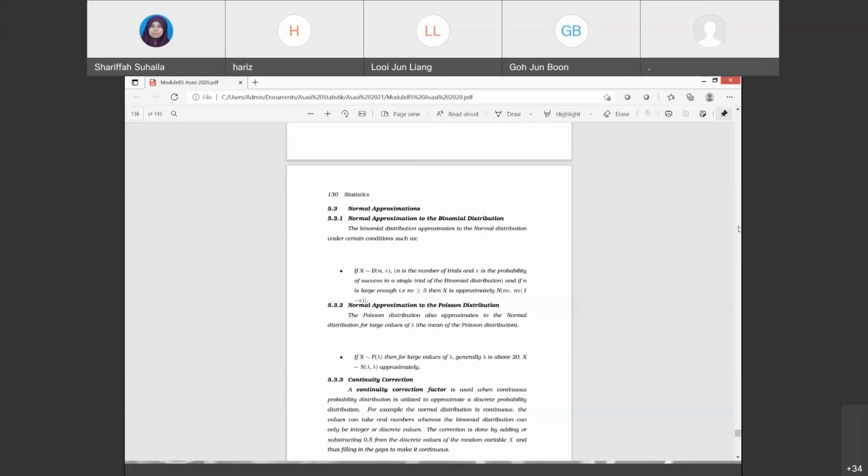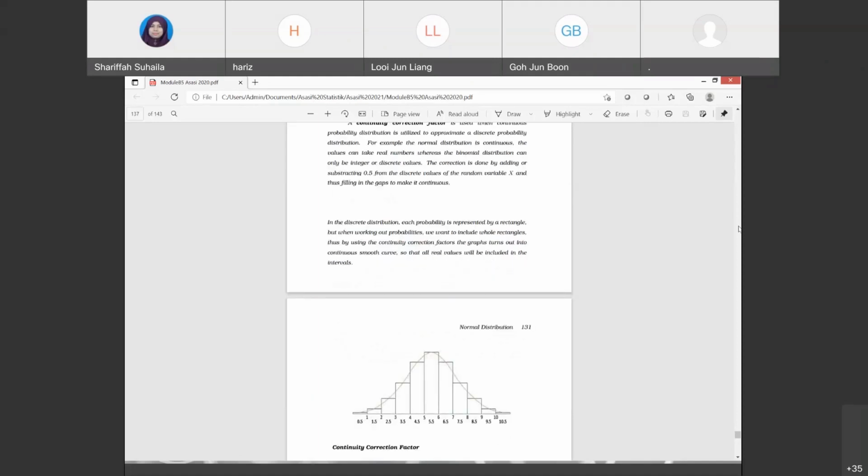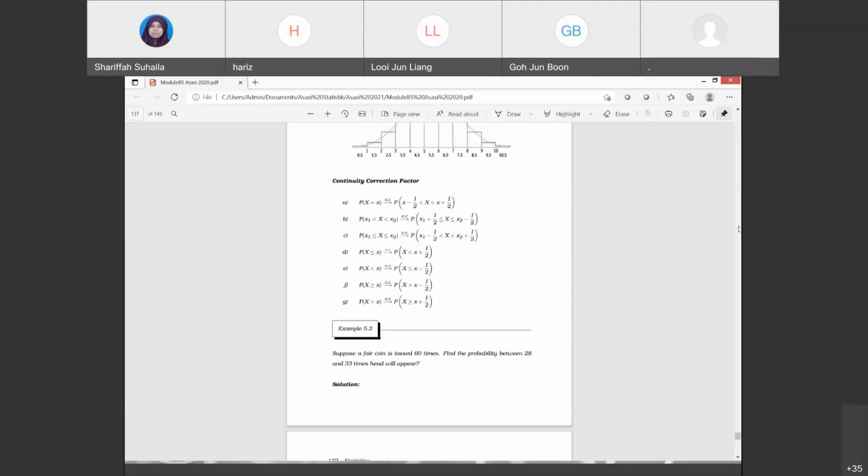And for Poisson, normally when lambda is greater than 40. But if lambda is more than 20, it is also recommended to use the normal approximation. Either you use the table, because the lambda is still in the table, or you can use the normal approximation. When we have the normal approximation, you will have a continuity correction factor, which is either plus or minus half. It depends on whether you have the equality signs or not, because we will need to modify that question.